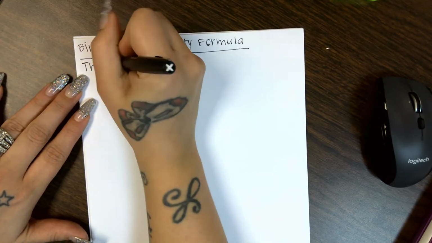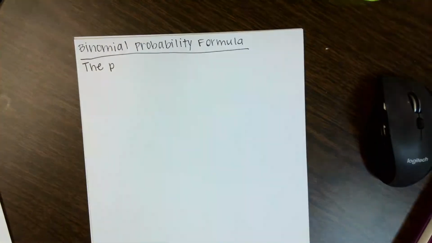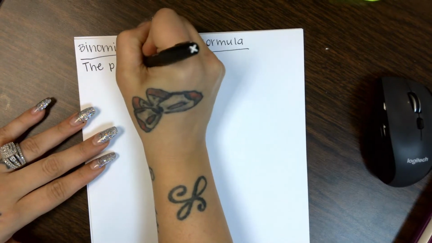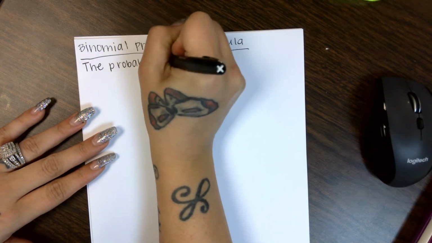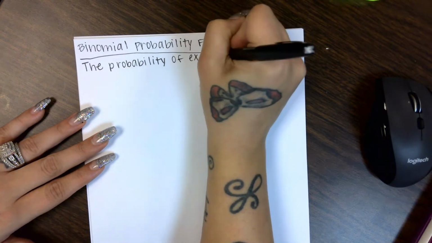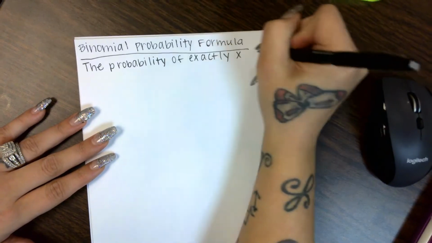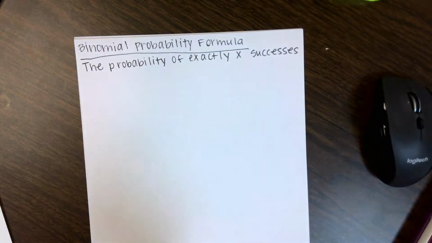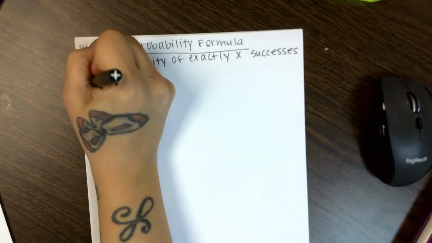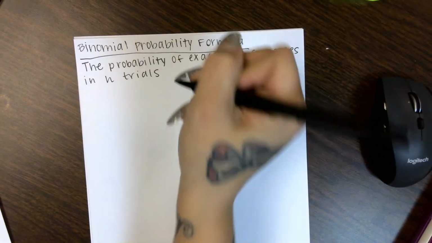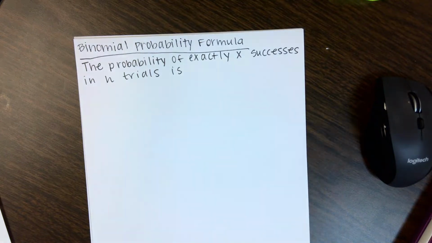The probability. Okay, so binomial probability formula, okay? We use this whenever we are calculating the probability of exactly X successes in N trials. So just read that sentence again.